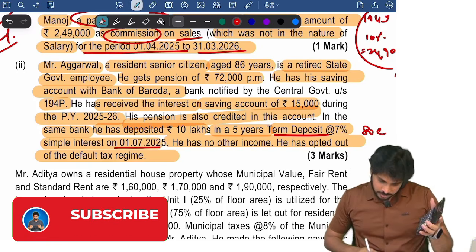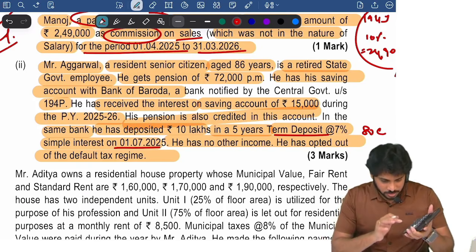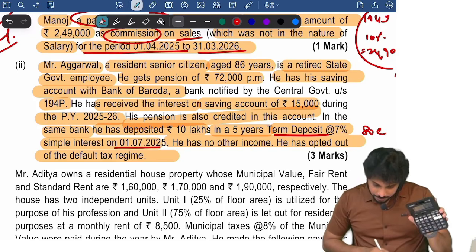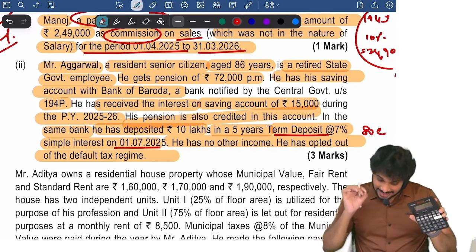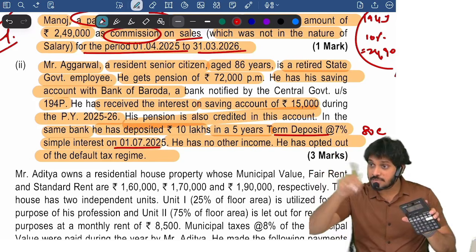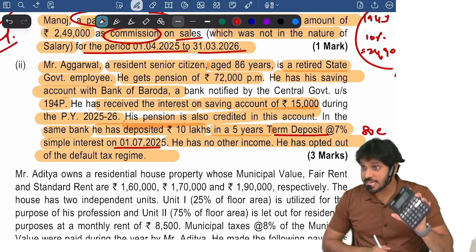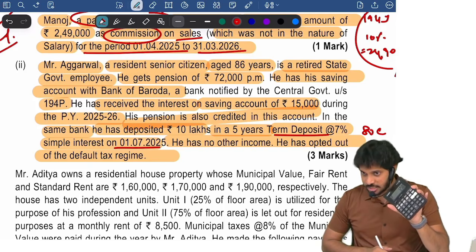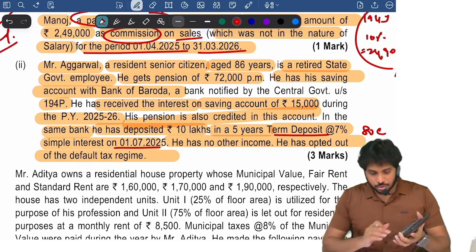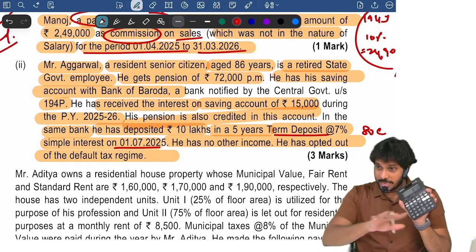8,14,000 plus the savings account interest, 15,000. Then he has deposited 10 lakh rupees for 5 years on 1st July. For 9 months, how much interest accrued? 10 lakhs into 7% into 9 divided by 12, 52,500 FD interest accrued. Remember, interest is taxable on accrual basis. So therefore, gross total income is 8,81,500.